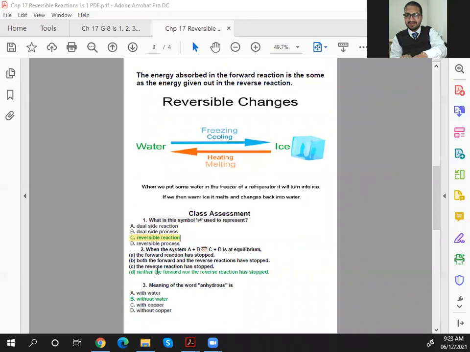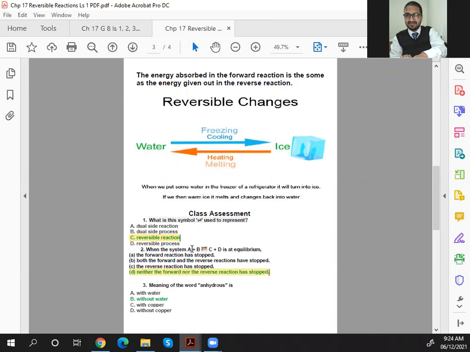Second, both the forward and the reverse reactions have stopped. What is the meaning of equilibrium? C, the reverse reaction has stopped. Now, option D, neither the forward nor the reverse reaction has stopped. What does it mean? It means the reactants like A plus B, they are still reacting, they are not going to stop.